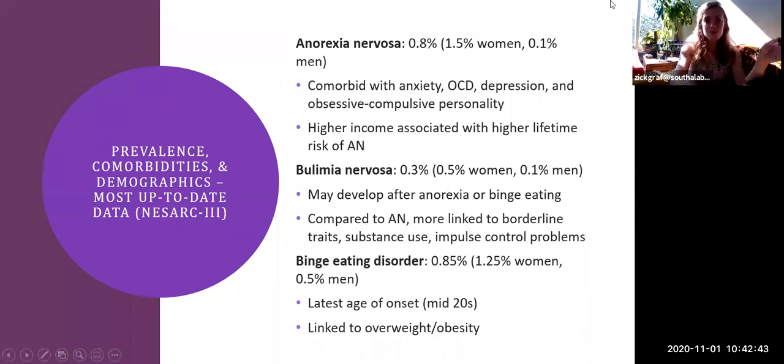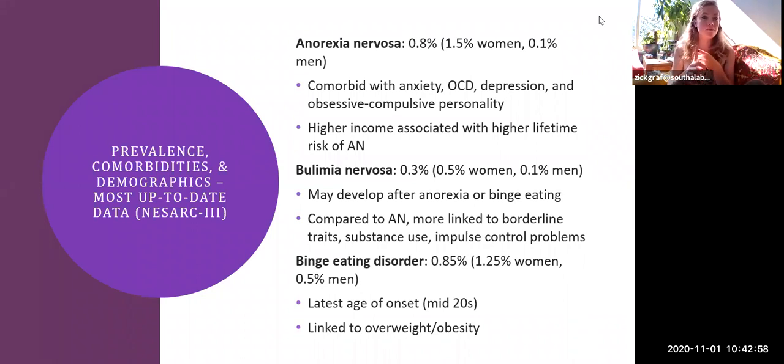Okay, so just a little bit of boring stuff about prevalence. This prevalence data is the most up-to-date data that we have. So it's more up-to-date than the data in your textbook, not that your textbook is required. But this data was collected, I believe, in 2017, or at least the data collection ended in 2017. So this is nationally representative population-based data from the United States. The lifetime prevalence of anorexia nervosa in the United States is less than 1%, but it's actually a little bit, it's 1.5% of women and a very small percentage of men.